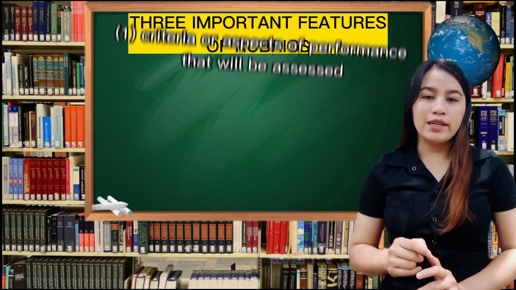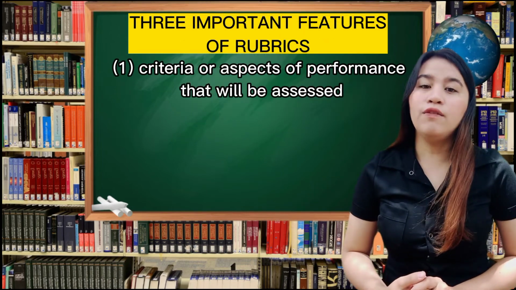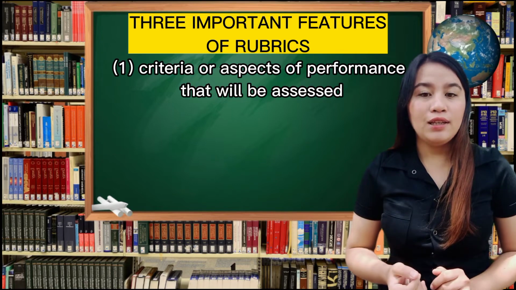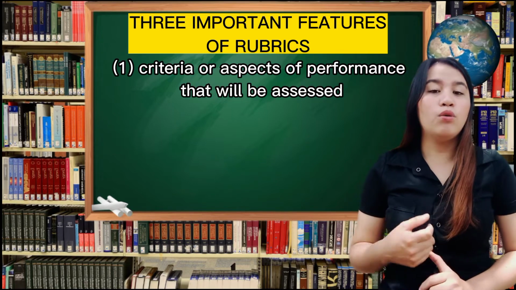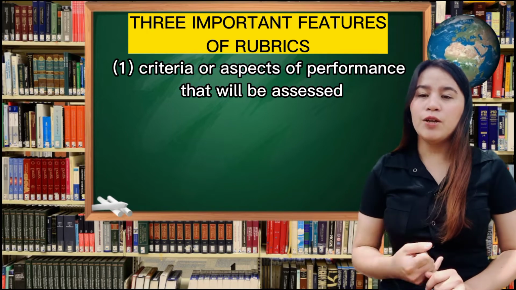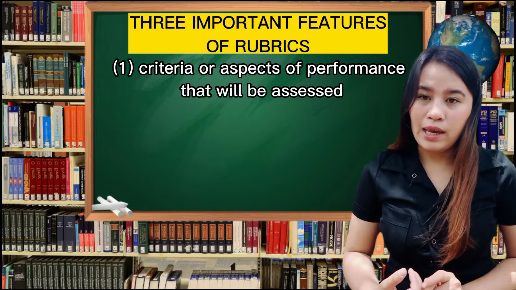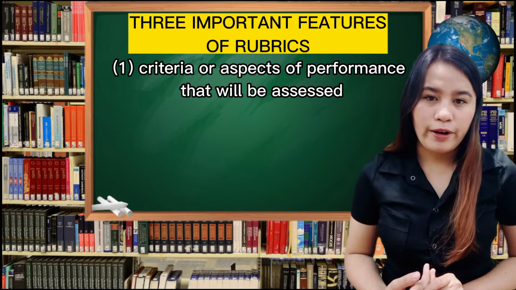Number one is the criteria, or the aspects of a performance that will be assessed. It means that you need to identify the performance of what you want to assess. For example, you need to define if it is an essay, if it is role-playing, or if it is a reflection.